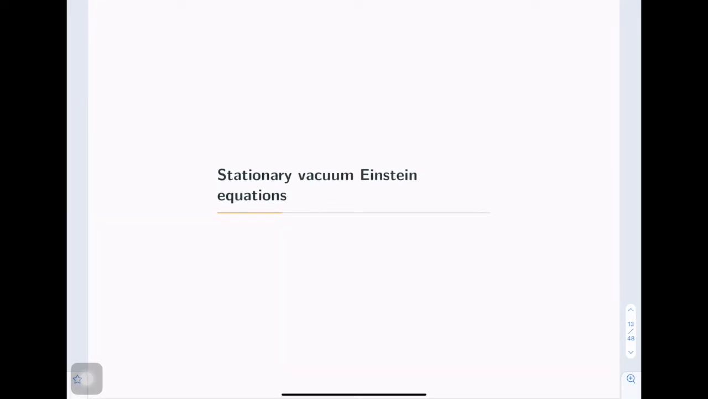So next, let me introduce to you the stationary vacuum Einstein equations.